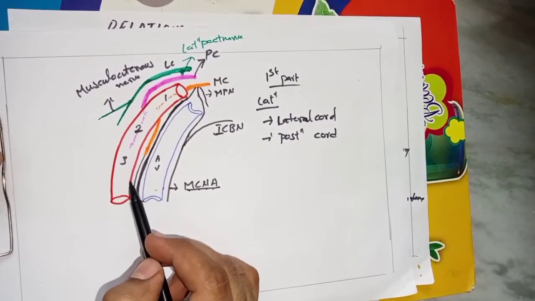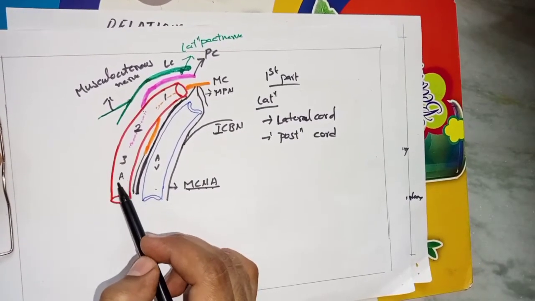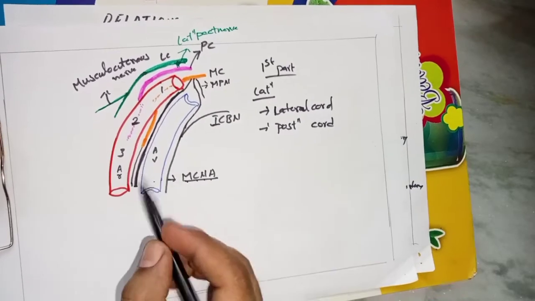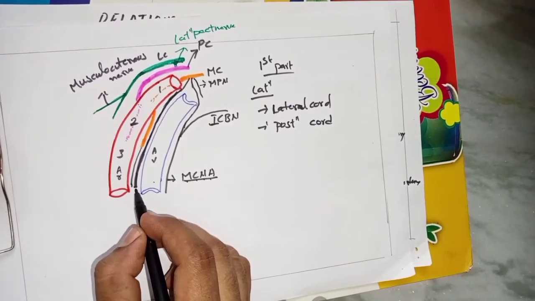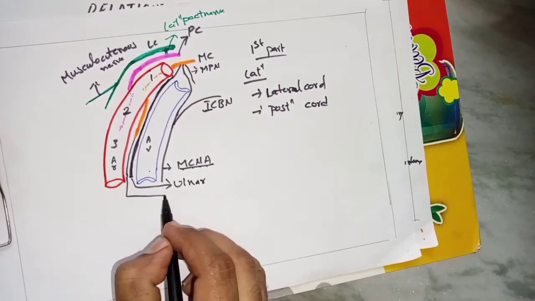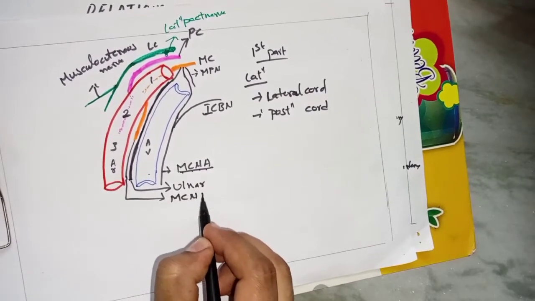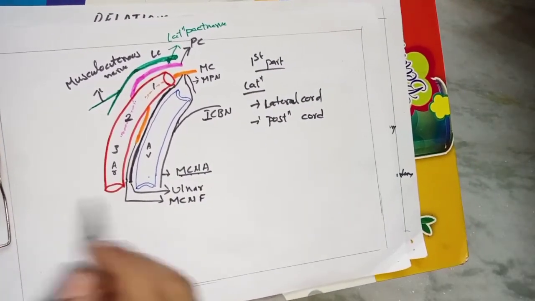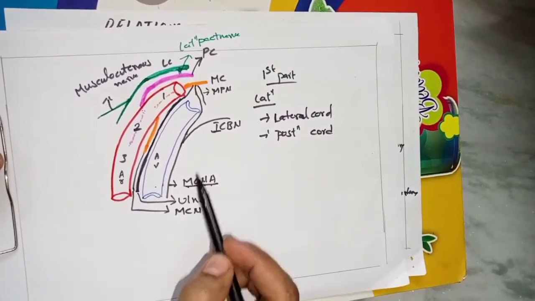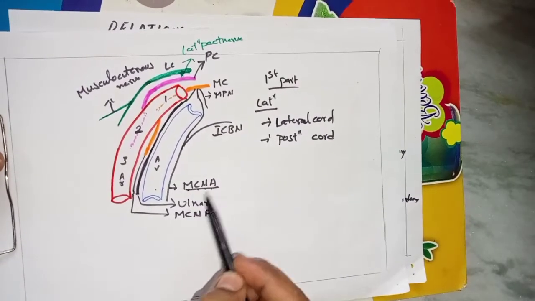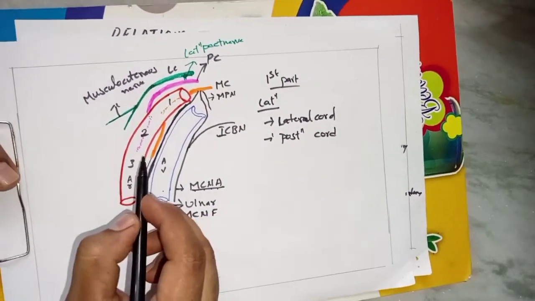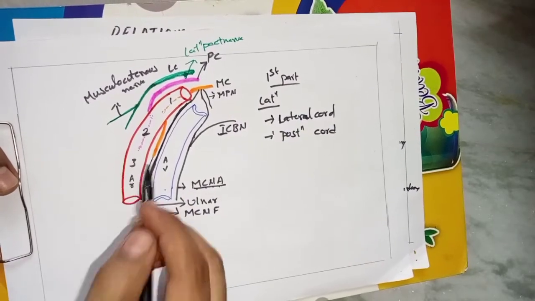Then the other two nerves are present between the axillary artery, this is the artery, and the axillary vein. So between the artery and the vein, two nerves are present. The nerve present behind, the thicker one, is called the ulnar nerve. The thinner one is called the medial cutaneous nerve of the forearm. I think you got four nerves, right? Medial pectoral nerve, medial cutaneous nerve of the arm, medial cutaneous nerve of the forearm, then another one. So one is missing. What is that? That is called the medial root of the medial cord.